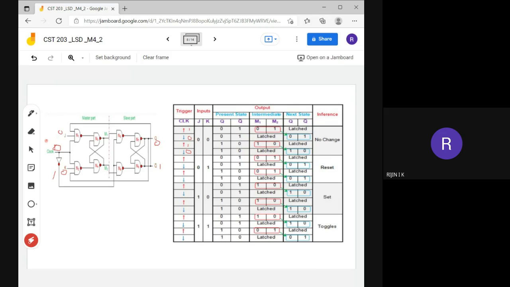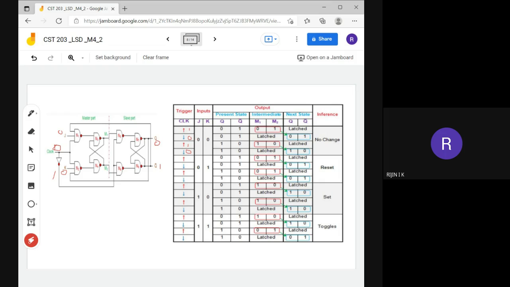That means if you are providing clock pulse 1, then you will get the output at the intermediate state. Here you will get the output, but the next state is latched. Then during the next pulse, that means clock pulse 0, you will get the next state. The intermediate state will be passed to the next state and the master part will be latched. The master part will be latched. It is the same operation in everything, the same situation in every case.